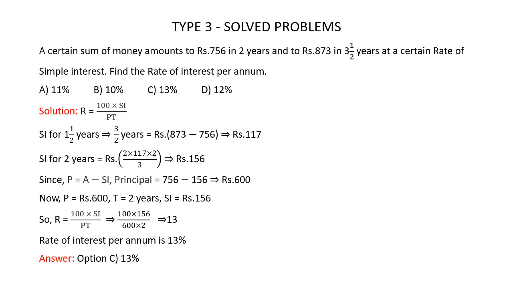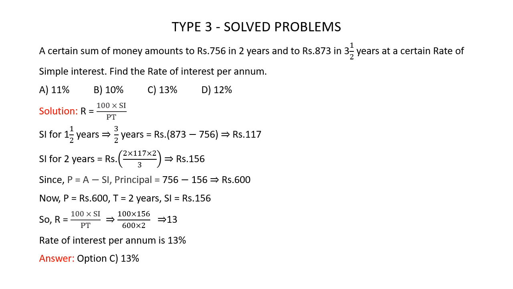Now, if we consider the first case, we know that time is given as 2 years. Now, if we find out the simple interest for 2 years, then we can easily find out the principal. And using these values we can find the rate of interest using this formula. So first let's find out the simple interest for 2 years.